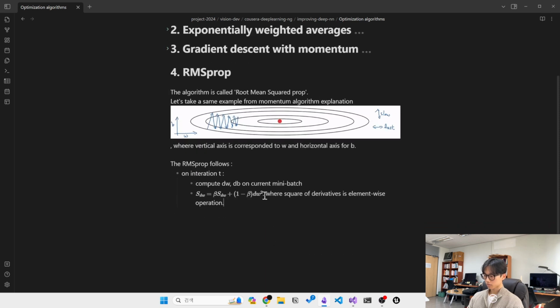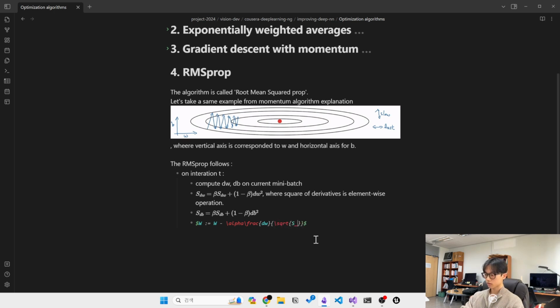Next, RMSprop then updates the parameters as follows. W gets updated as W minus the learning rate times, whereas previously we had alpha times dW, now it is dW divided by the square root of SdW. And b gets updated as b minus the learning rate times, instead of just the gradient, this is also divided by the square root of Sdb.